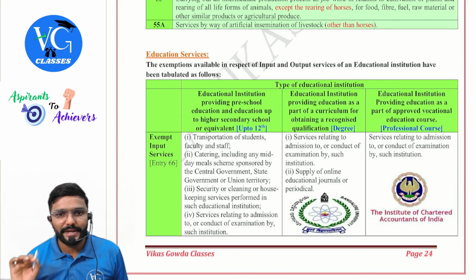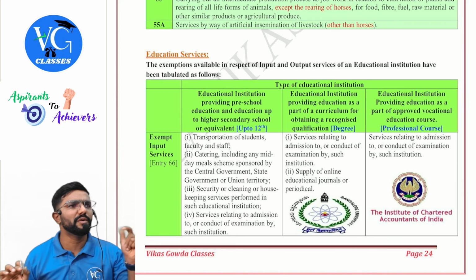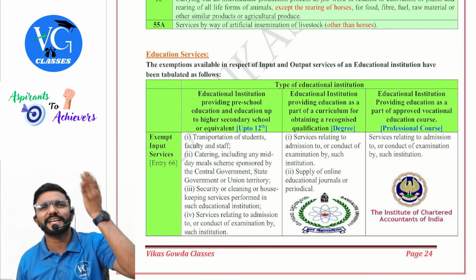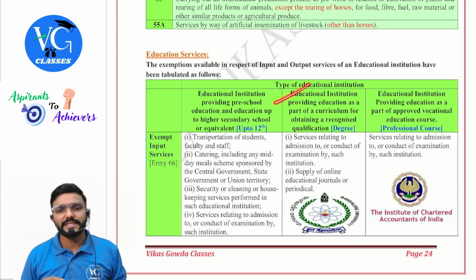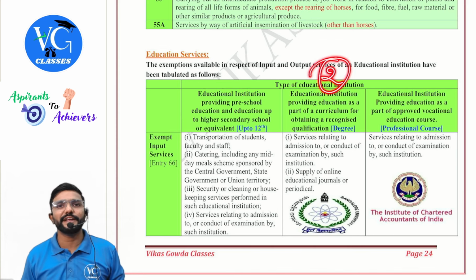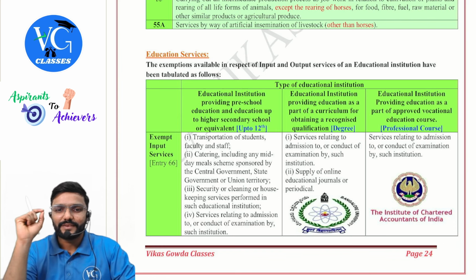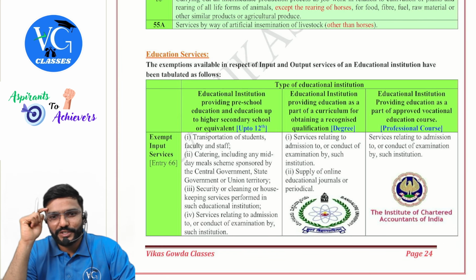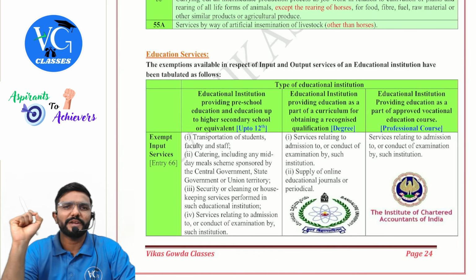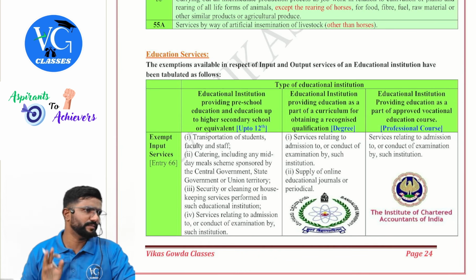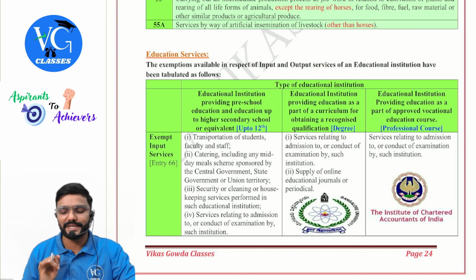Education institution providing preschool education and education up to higher secondary school or equivalent. That is up to 12th. You guys can connect to your own schools and colleges. Okay, so then second list is your degree college. Educational institution providing education as a part of curriculum for obtaining a recognized qualification, both UG as well as PG, both. So your degree college. I have mentioned it in the bracket also so that you guys can connect.